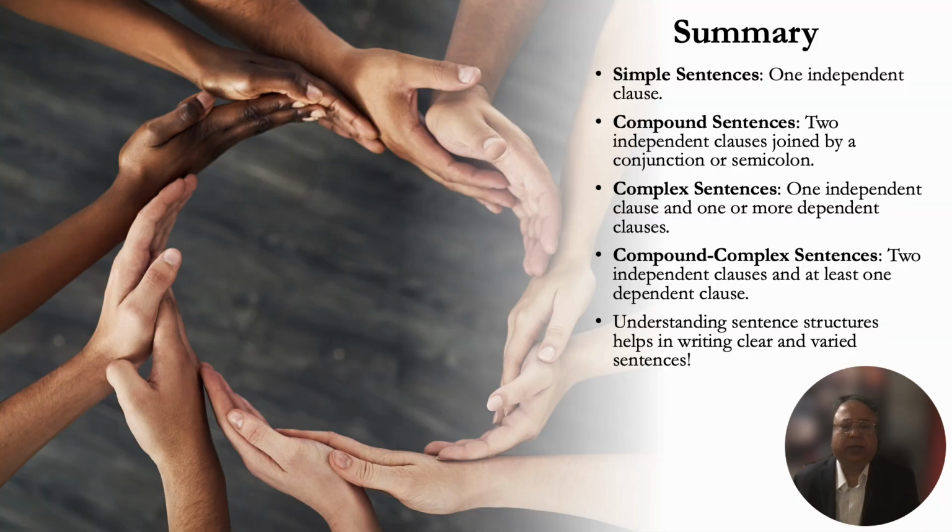Okay, here's a summary. We learned that there are simple sentences, with just one independent clause; compound sentences, with 2 independent clauses joined by a conjunction or a semicolon; complex sentences, with 1 independent clause and 1 or more dependent clauses; and compound complex sentences. All right, so I hope you enjoyed this lesson. This is a very fundamental lesson because if you want to become a good writer in English, you need to write all these 4 different types of sentences.